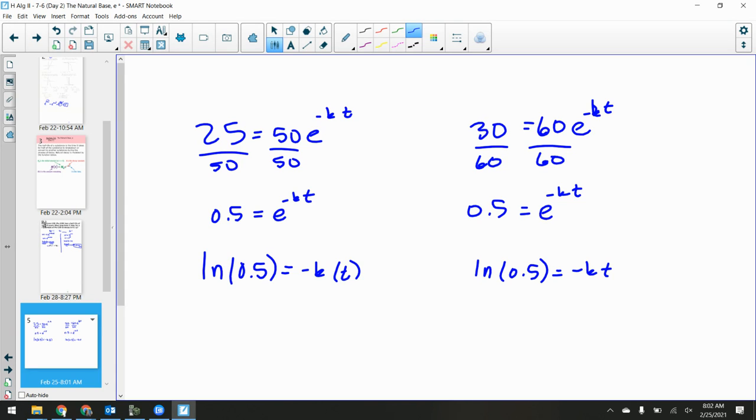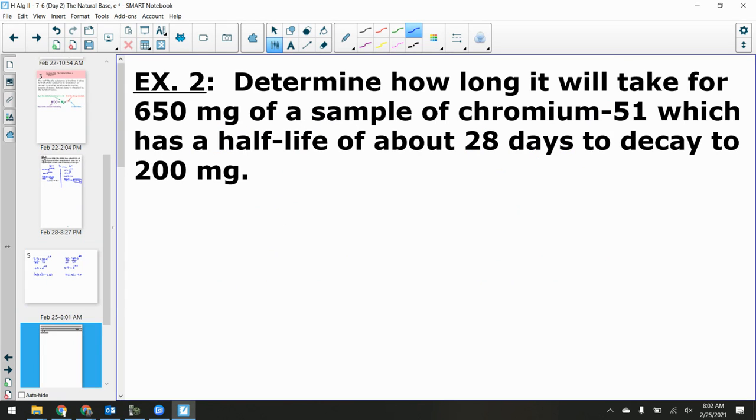Let's do another example of that. Determine how long it will take for 650 milligrams of chromium 51, which has a half-life of about 28 days, to decay down to 200 milligrams. You know, I think it's somewhere between 1 and 2 half-life cycles. Because 1 half-life cycle is going to get me down to 325. And then 2 half-life cycles is going to get me lower than 200. So it's got to be somewhere in between 1 and 2 half-life cycles.